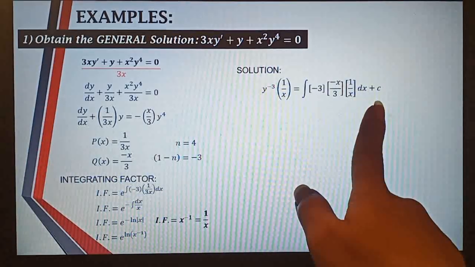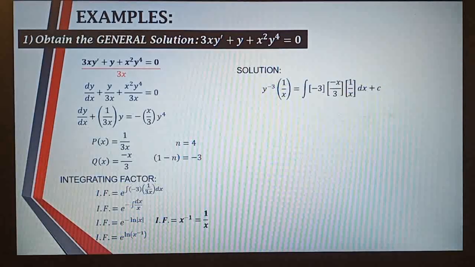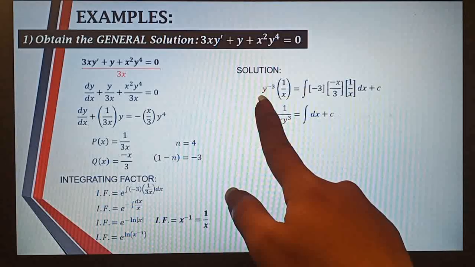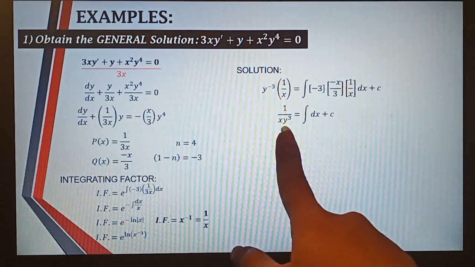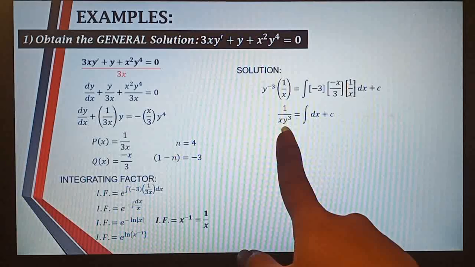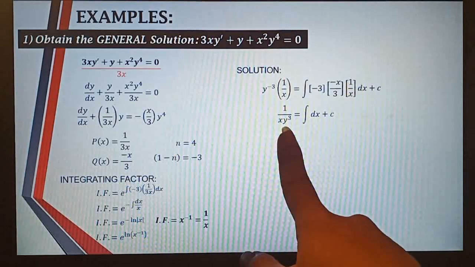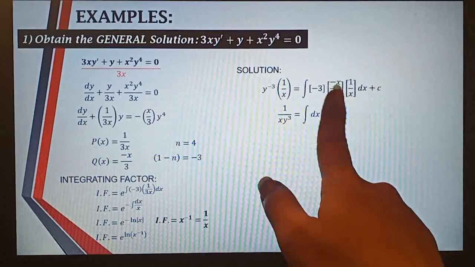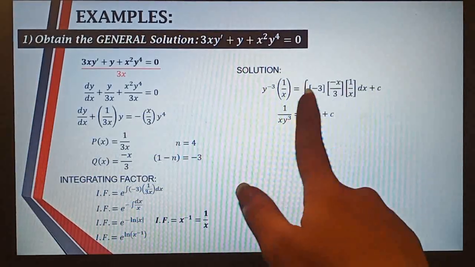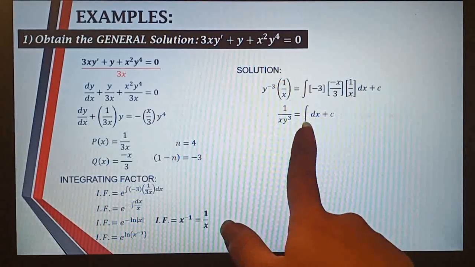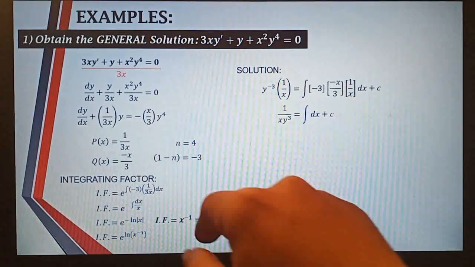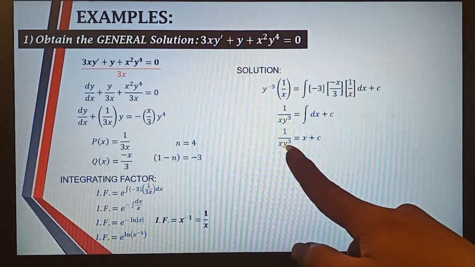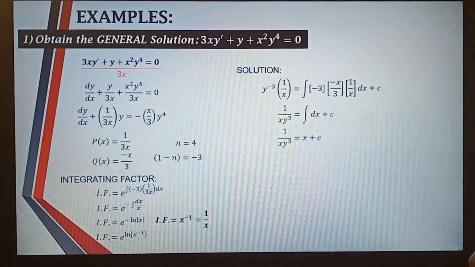Now you will integrate this part to get the answer. In this case, since the exponent of y is negative, we can move it down as y cubed. So this will be 1 over x multiplied to y cubed, equated to, cancel 3, cancel x, negative to negative is positive, so what remains is dx. So this will be the integral of dx plus c. In that case, you will now have 1 over xy cubed equated to x plus c.